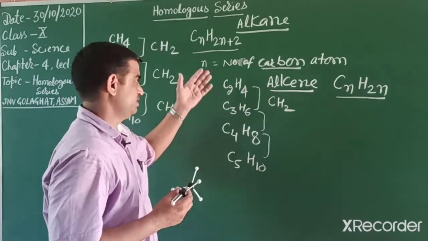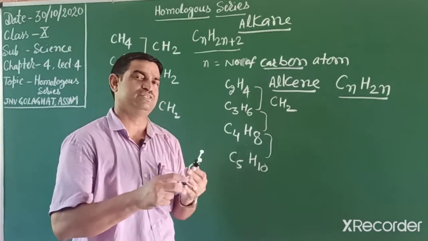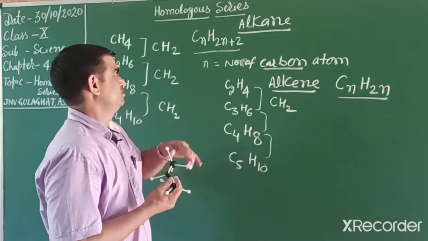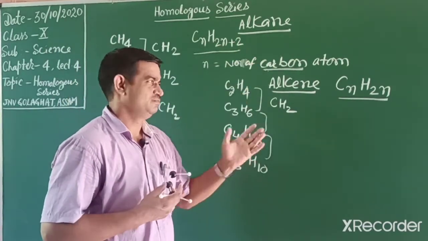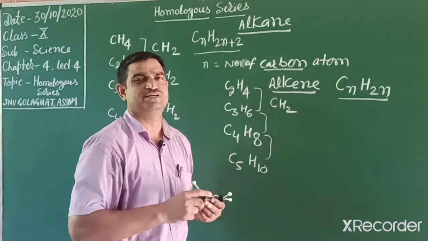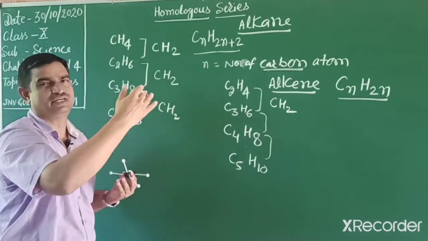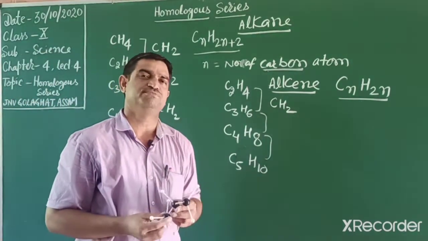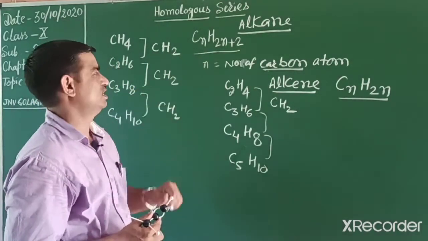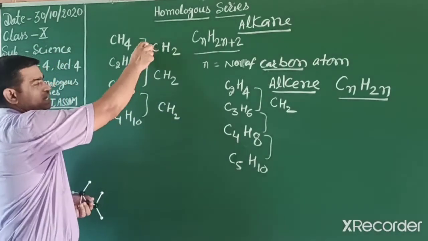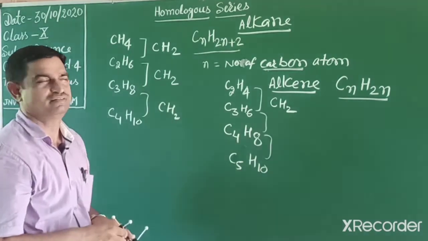Students, in this way we can explain what a homologous series is. A homologous series is a series that can be represented by a general chemical formula and has a characteristic functional group. We will study the functional group later on. The preceding and succeeding members differ by CH2, meaning 1 carbon and 2 hydrogen. Like methane, ethane, propane, butane, pentane, hexane, which we studied earlier.